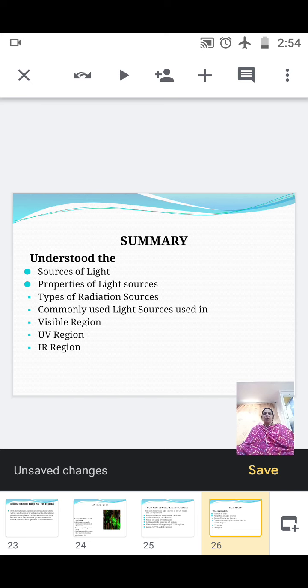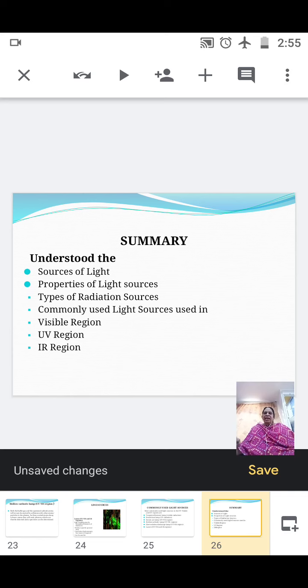What are the sources of light? There are three basic sources. Why is the light source needed? Light source is nothing but the fundamental chemical information source. It is the stimulus that must be given to the sample so that the sample interacts with the radiation produced from the light source and it produces some information. Some analysis must be done. So the light source is very, very important.